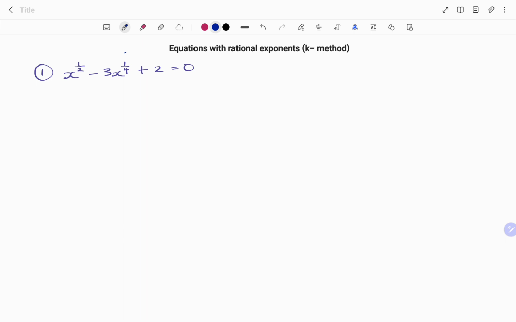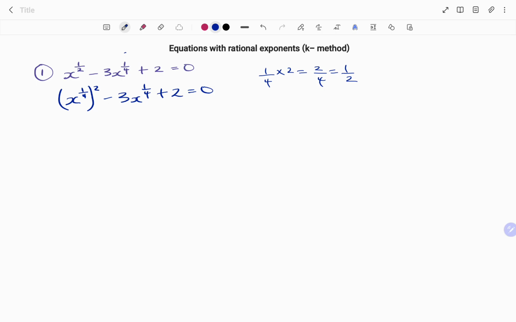For the first one, we have x to the power of 1 over 4 all squared minus 3x to the power of 1 over 4, plus 2, equals 0. This remains the same because it's the exponent with the lowest value. Why we raised x to the 1 over 4 to the power of 2 is because we have 1 over 4 times 2, which is 2 over 4, which is the same as 1 over 2.